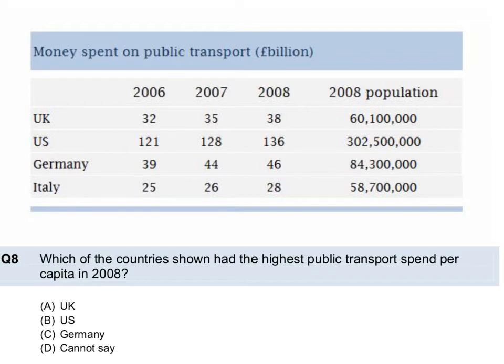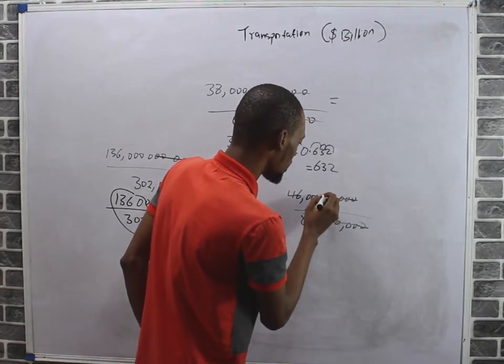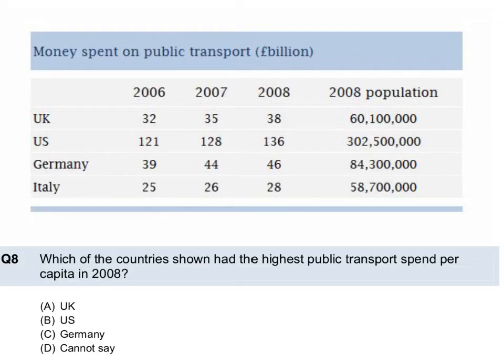84,300,000. And the population is 46 billion. So 46, 1, 2, 3, 1, 2, 3, 1, 2, 3. 5 zeros swallows 5 zeros here. We are left with this.